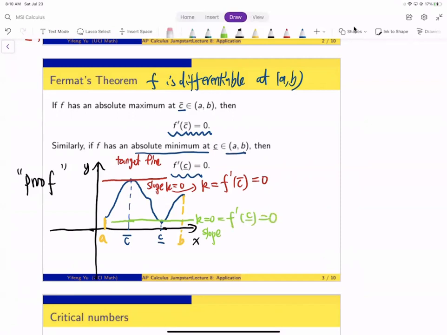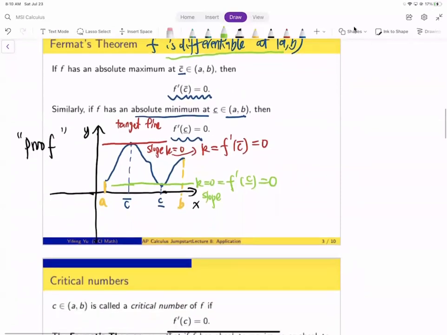This is called Fermat's theorem in calculus. Assume f is differentiable, and if f attains an absolute maximum at some point or an absolute minimum at some point, then the derivative at those places is 0.